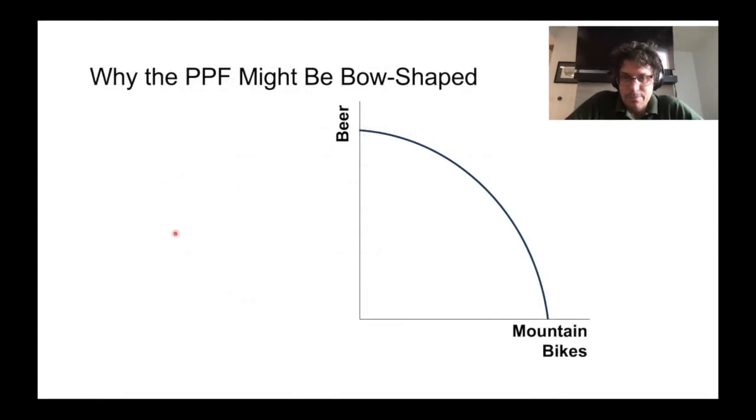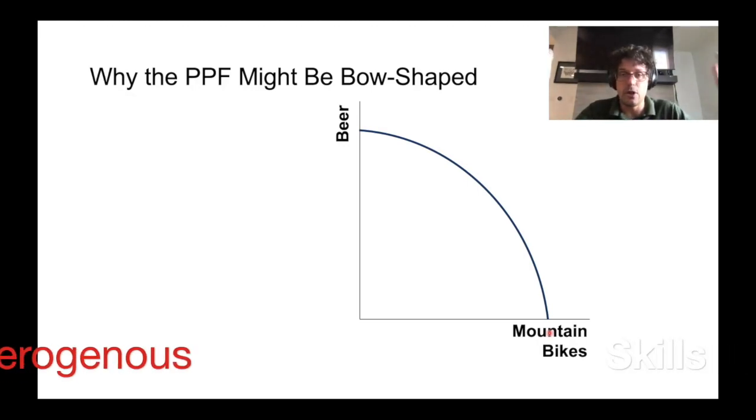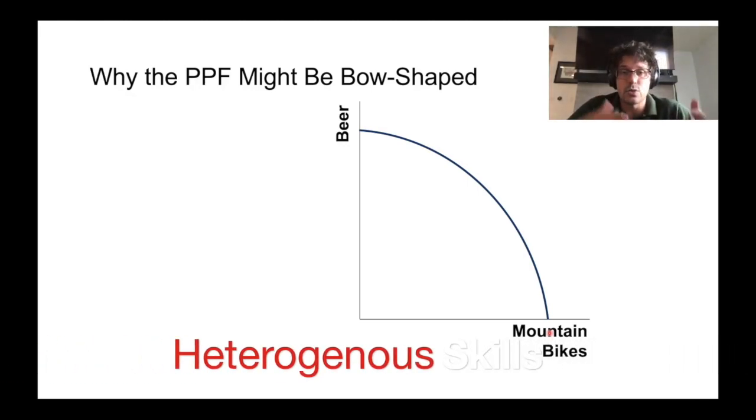Let us give an example. Let us think about the following. Basically, think about here, we have beer as one of the goods, and you have mountain bikes. Think about, for instance, your class, or the class of your peers, where there is a distribution of students, and each one of you has a different talent.